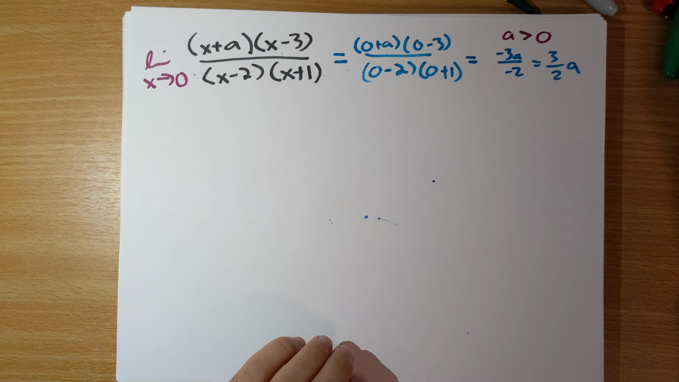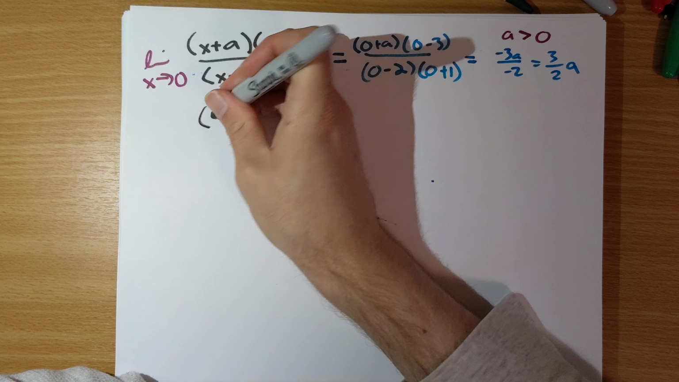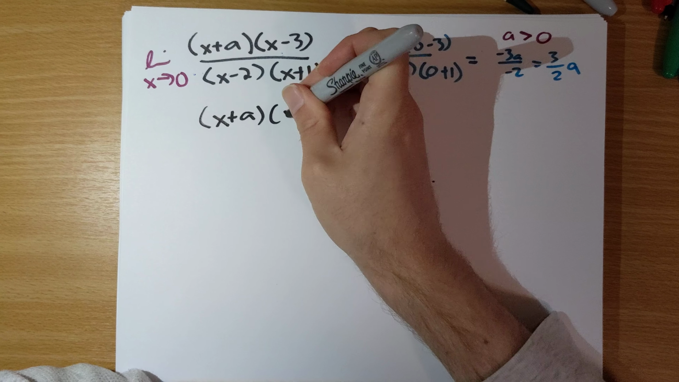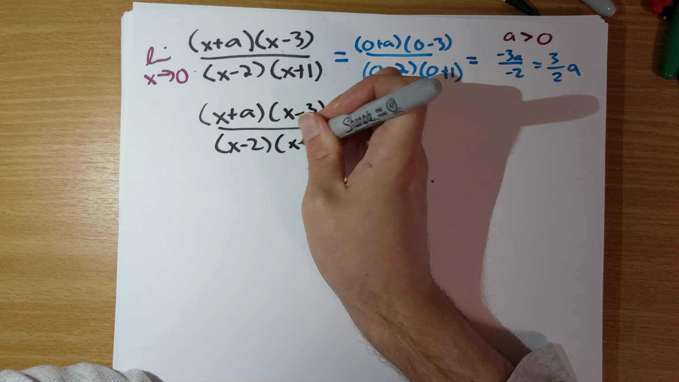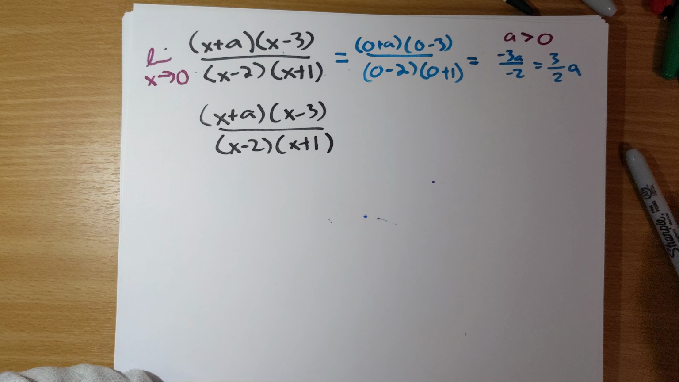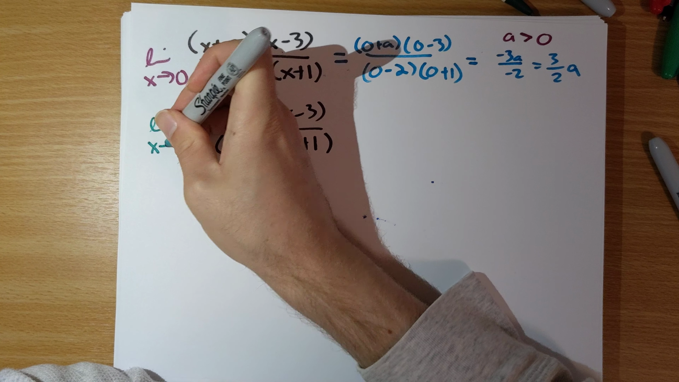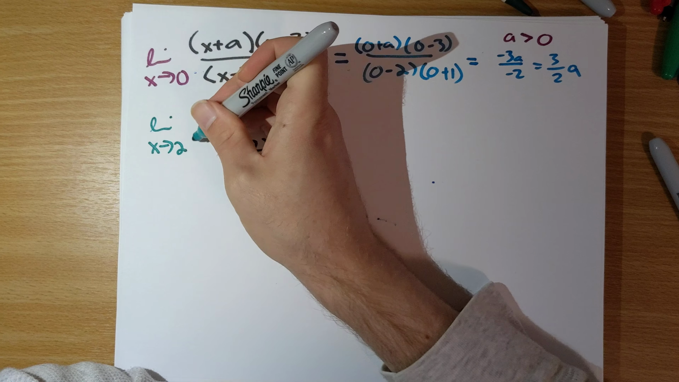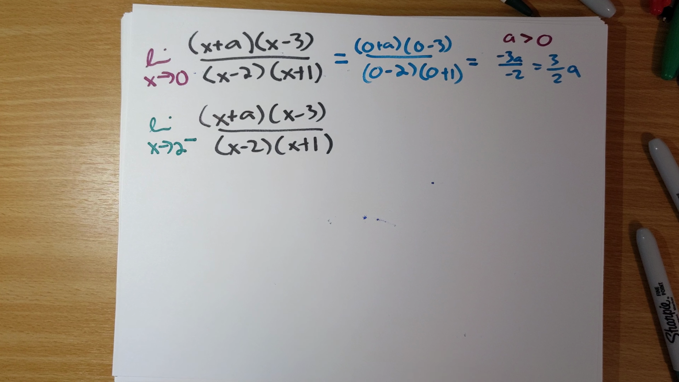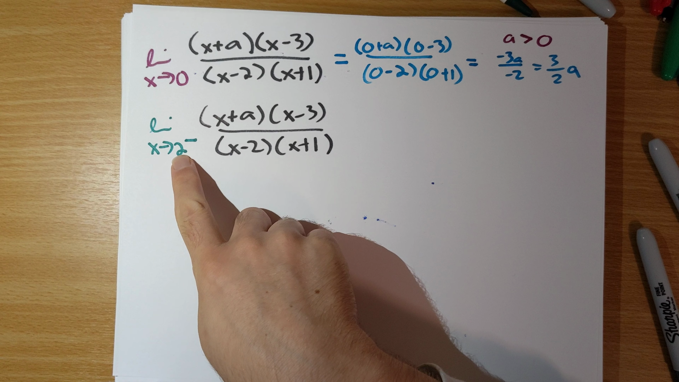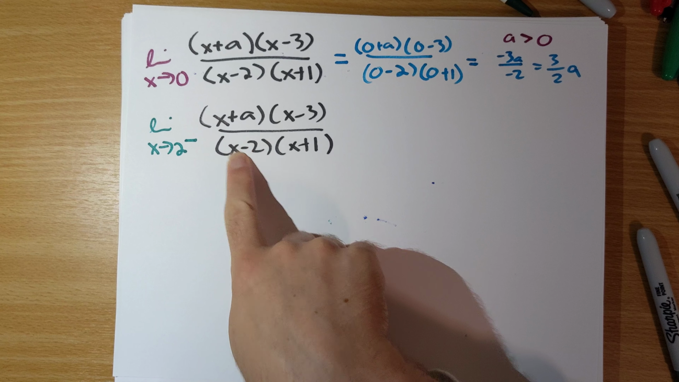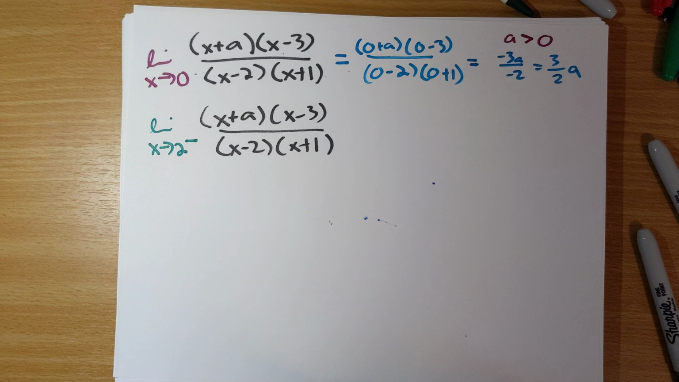For part B, x plus a, let me just recopy this all here down again. The limit as x goes to 2 from the left. So now we have to think about things a little bit more carefully, because when we plug in 2, we're going to get 0 down here.